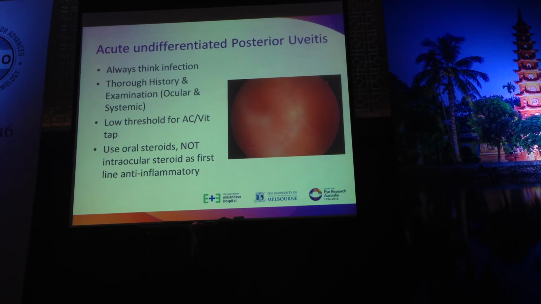So in acute undifferentiated posterior uveitis, always think infection. You've got to do a thorough history and examination, both ocular and systemic. Have a low threshold for doing that tap. Particularly in the setting of suspected infection, you've got to look for that focal lesion. And if you're really not sure, you want to hedge your bets, use oral steroids. Don't inject the steroids until you're absolutely sure of what you're dealing with. Once that triamcinolone, once that steroid goes into the eye, it's damn hard to get it back out again. So don't do it until you're absolutely sure.